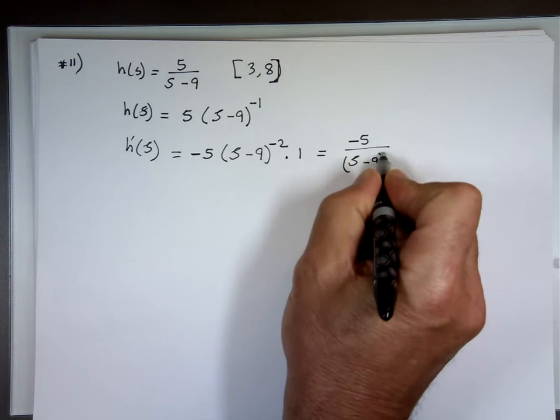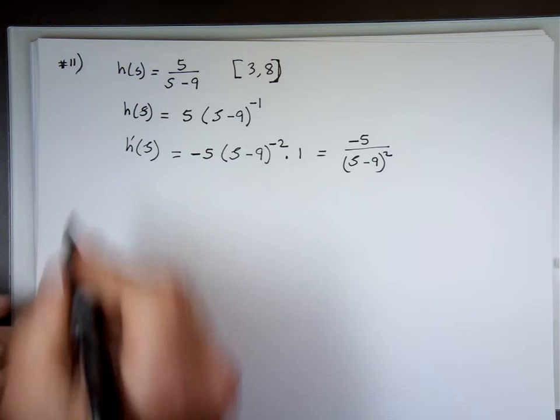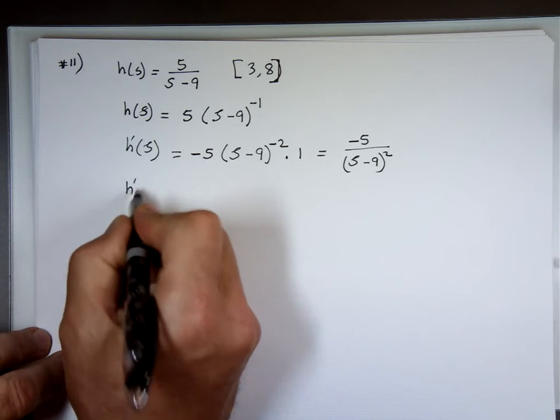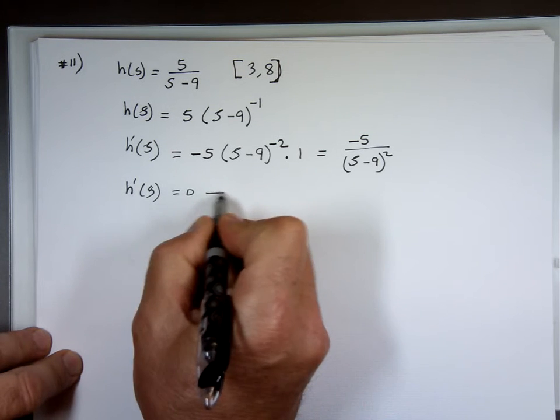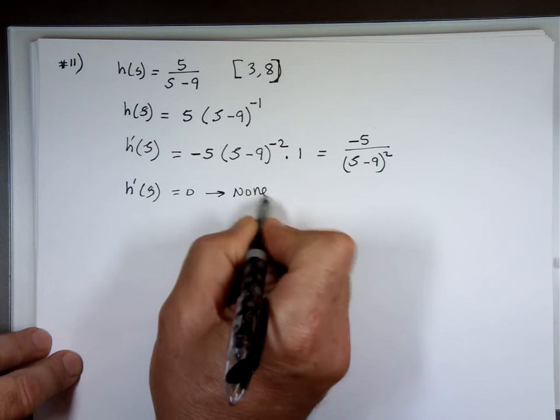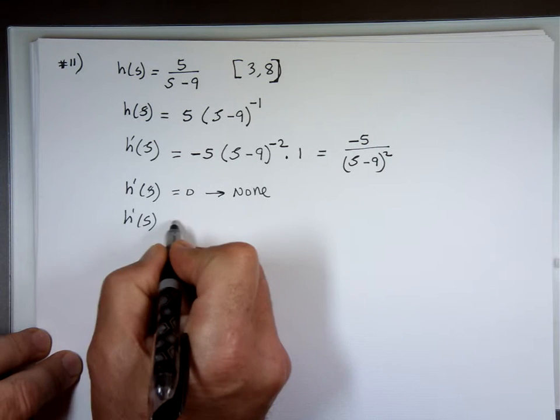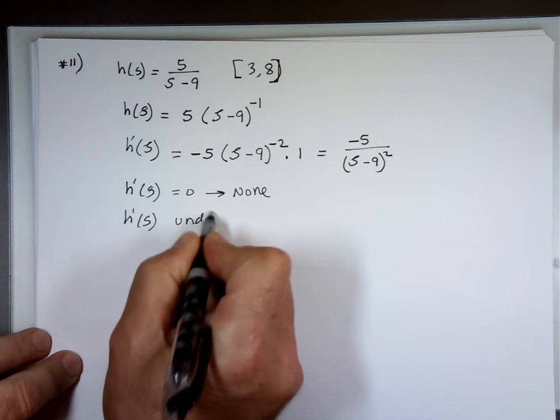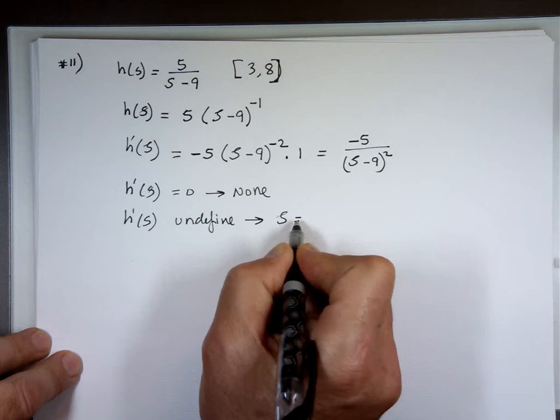If you did the quotient rule, it's the same answer. I bet you if you try with the quotient rule and simplified, your answer is the same. Now, to find the critical values, take where the derivative equals 0, and there will be none here. Nothing will make the top equal to 0. Where is the derivative undefined? When S equals what? 9.